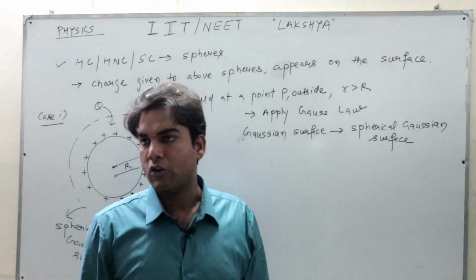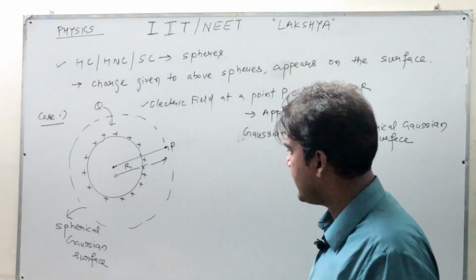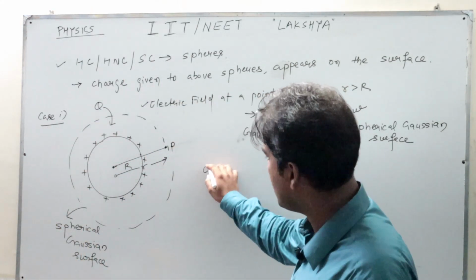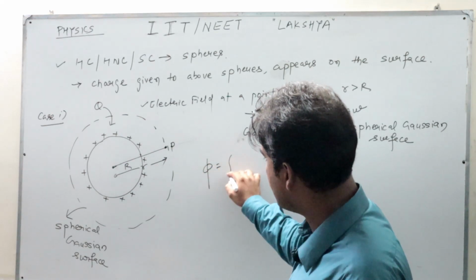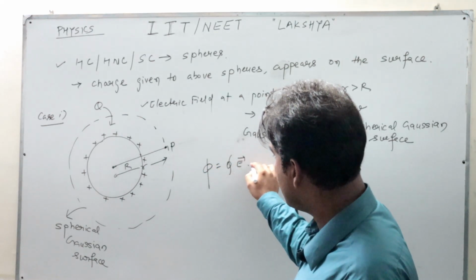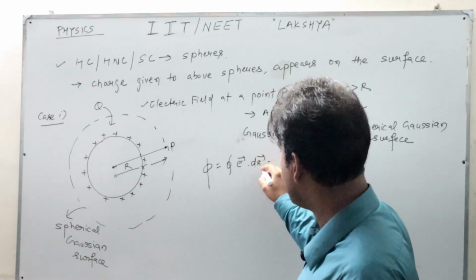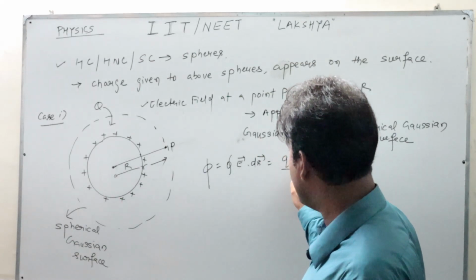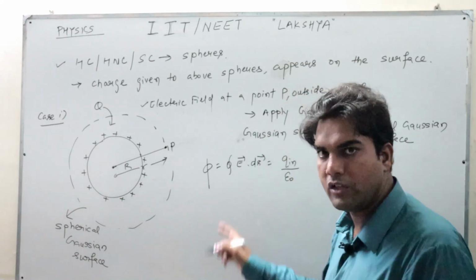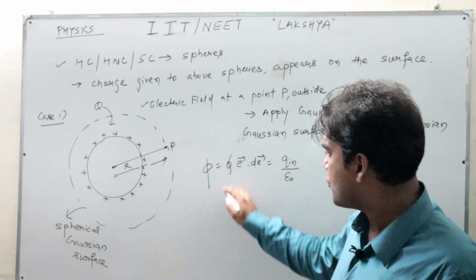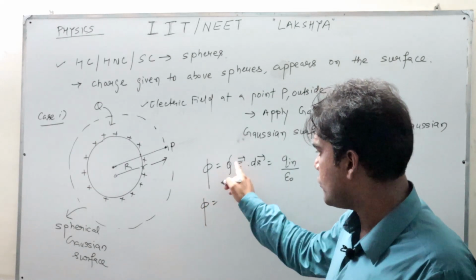So in this spherical Gaussian surface, what we are going to do here is apply Gauss law. So what is Gauss law? Net electric flux phi is equal to integral E dot ds, which is equal to Q enclosed by epsilon naught. Yes or no? This is Gauss law.